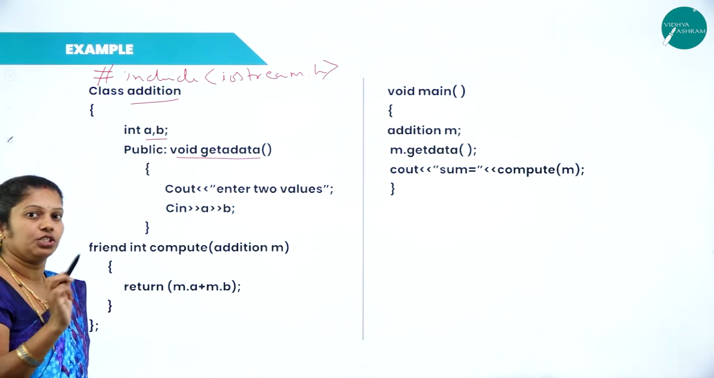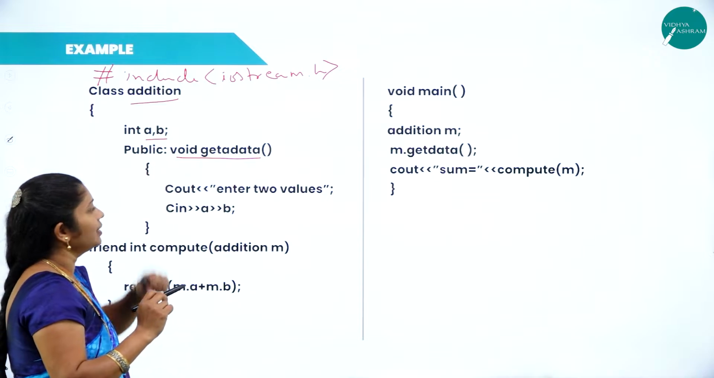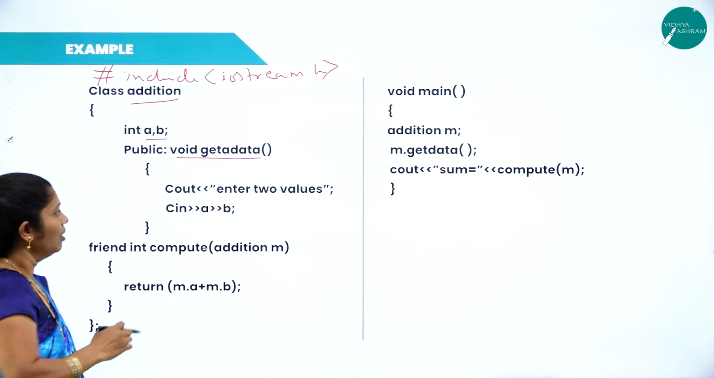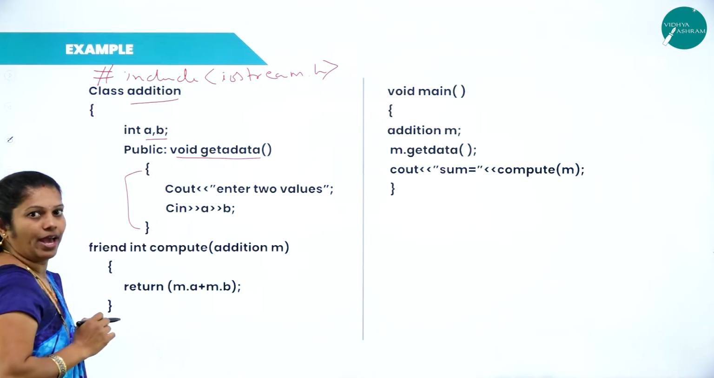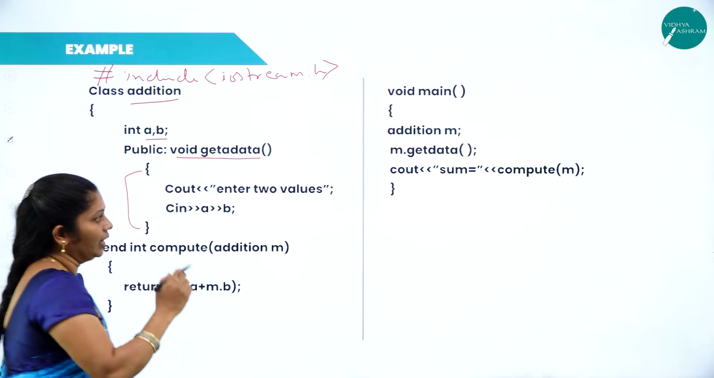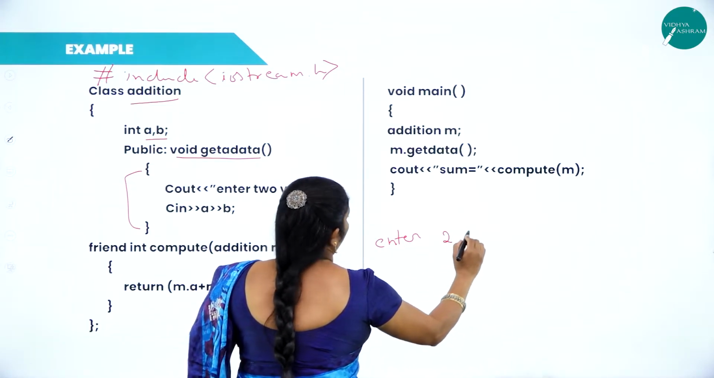It is a member function. It is not a friend function. It is a member function. Here the return type we have given is void and the function name is getdata. In this, we have two statements. One is here, enter two values. Then in the output screen, you will get enter two values.